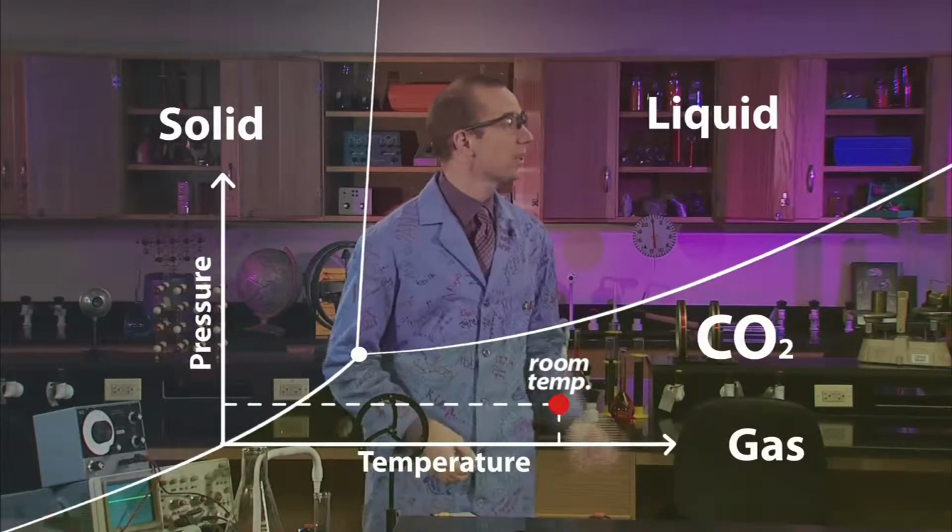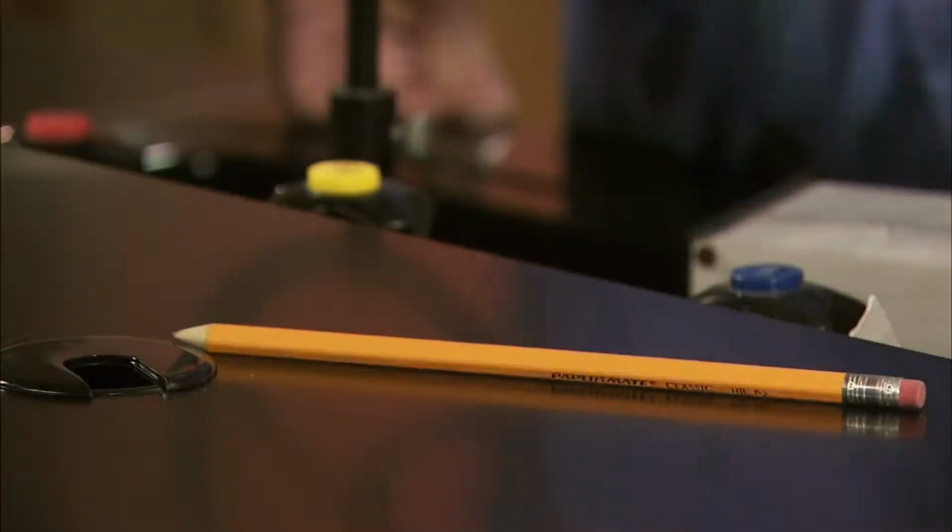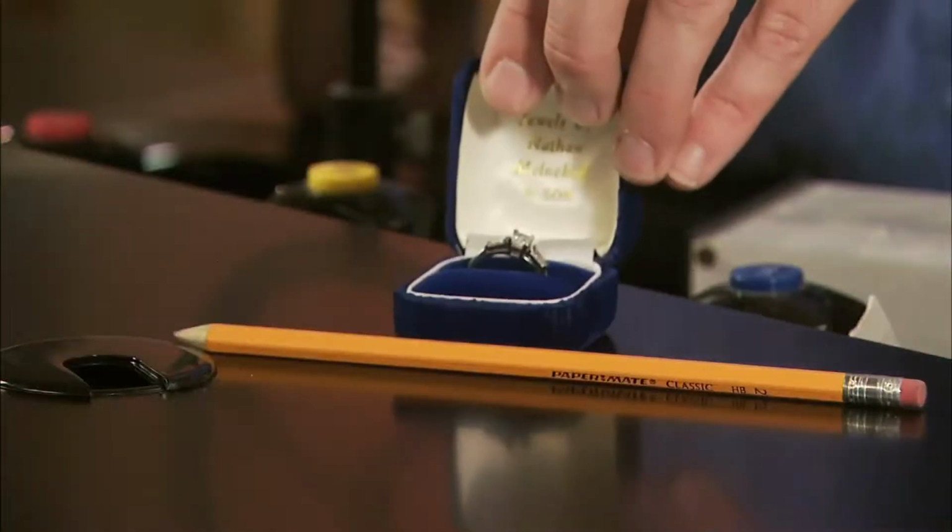Now I can show you this with another substance too. I've got one here. A pencil. And a ring. And that's a nice ring. Thanks. You know what these two objects have in common?